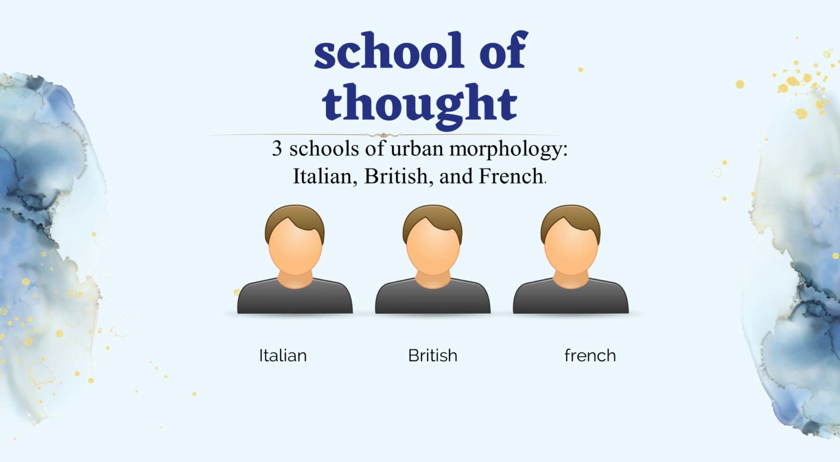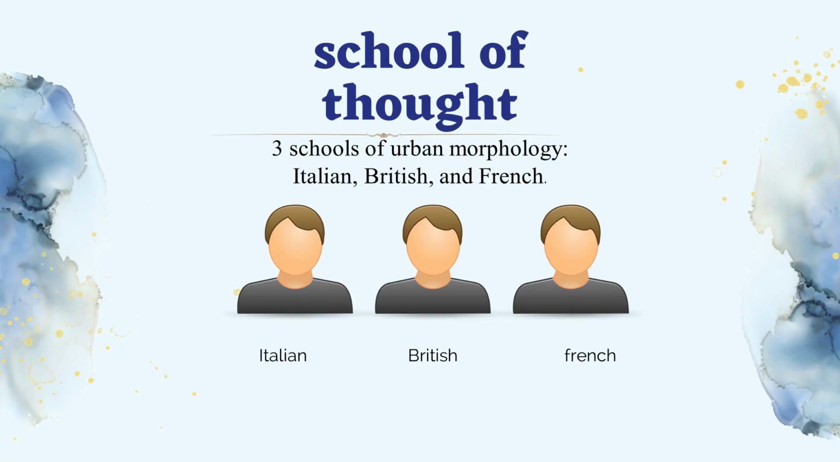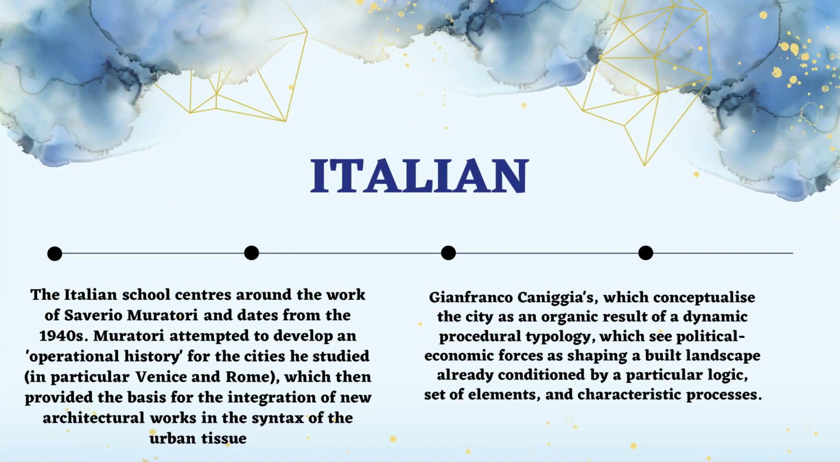The next point: there is a school of thought, and we can categorize the schools of thought of urban morphology into three parts. One is the Italian school of thought, the next is the British school of thought, and the third is the French school of thought. Why the Italian school of thought? It is centered around the work of Saverio Muratori and dates from the 1940s. Muratori attempted to develop an operational history for the cities he studied, in particular Venice and Rome, which then provided the basis for the integration of new architectural work in the syntax of the urban tissue.